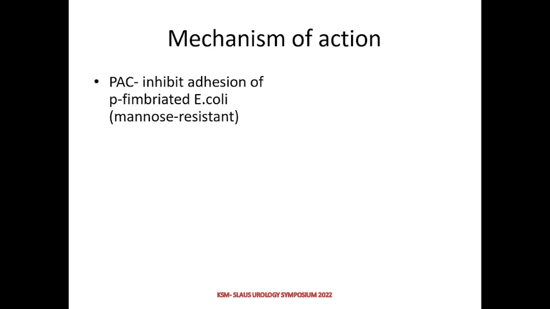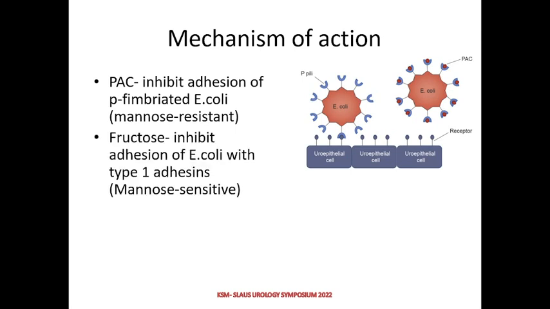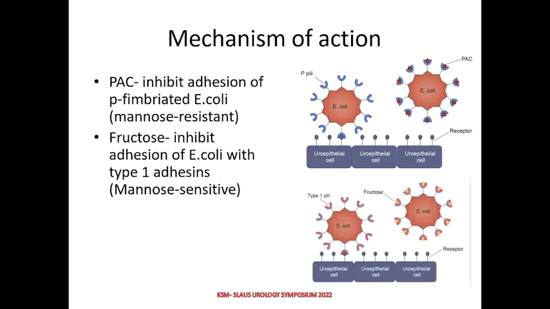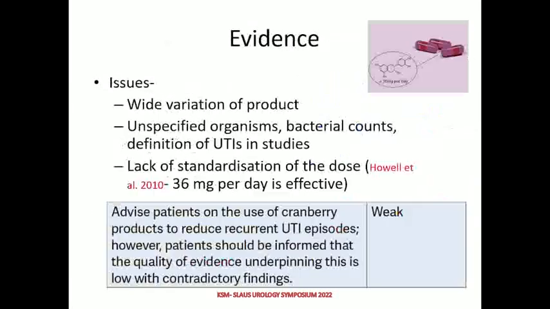The current theory is there are 2 components of cranberry. Number one is proanthocyanidin, which will inhibit adhesion of P fimbriated E. coli, which we have discussed earlier, that causes pyelonephritis. Then fructose, it will prevent the adhesion of type 1 fimbriated E. coli. With that, the collective evidence is it will reduce the risk of UTI.